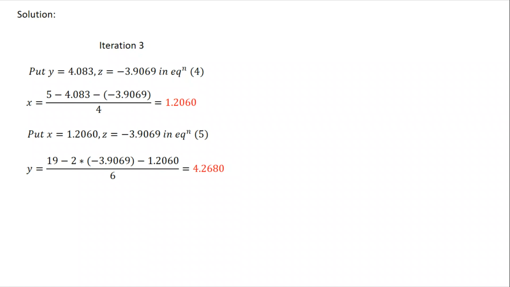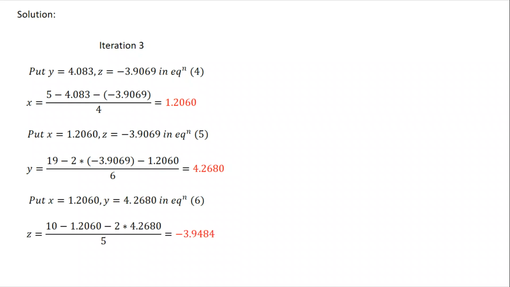4.2680. Then the x and y values from iteration 3 are put in equation number 6. Then equation 6 becomes 10 minus 1.2060 minus 2 into 4.2680 upon 5. After simplification we will get minus 3.9484. Then go for iteration 4.